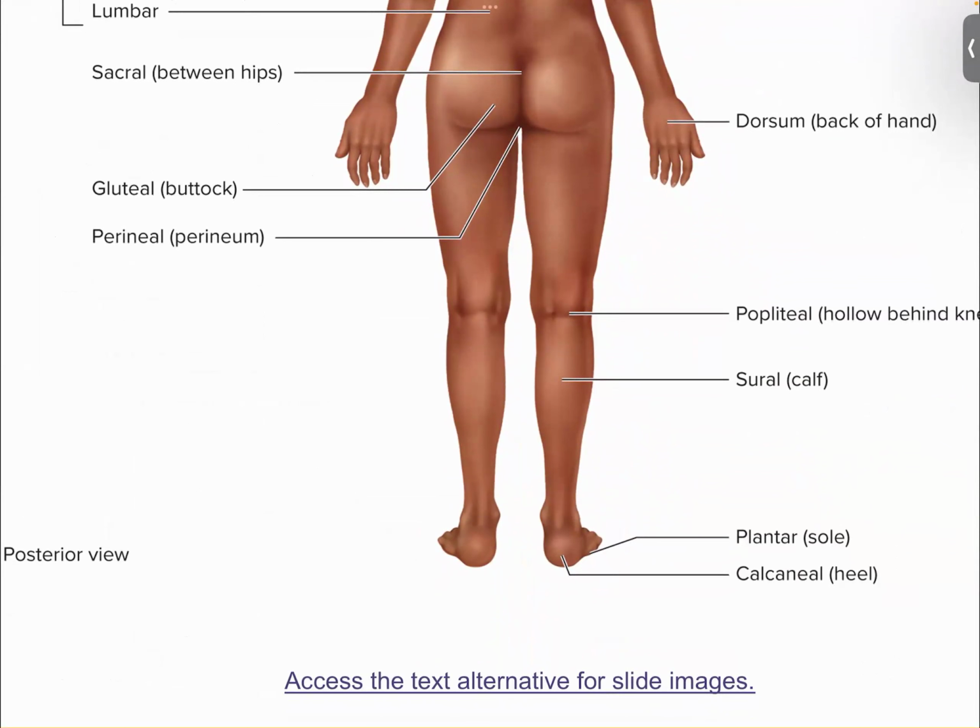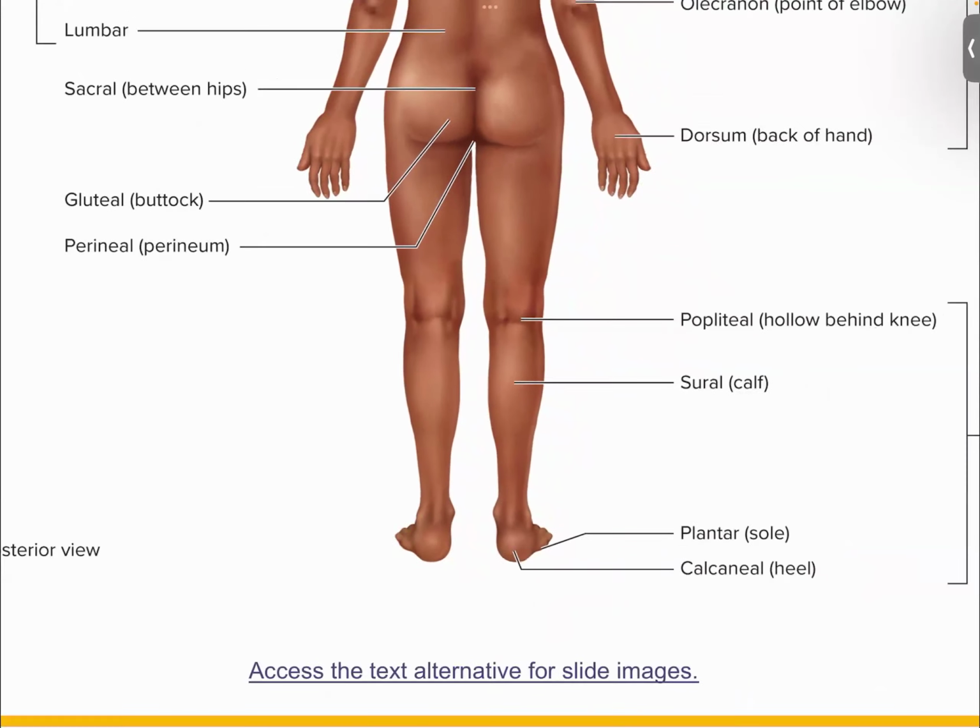And then, of course, you have things like calcaneal and plantar. Some of you guys may have heard some of these, right? So if you have plantar fasciitis, that is associated with the sole of your foot. It's the connective tissue ligament associated with some of the muscles that wrap underneath your foot and connect to the bottom of your foot. And those tend to be inflamed. And that's what plantar fasciitis is.